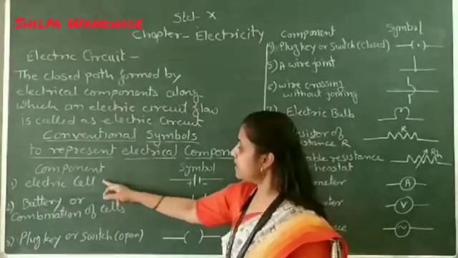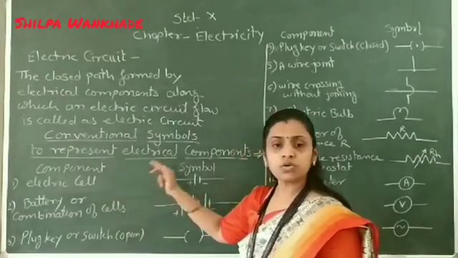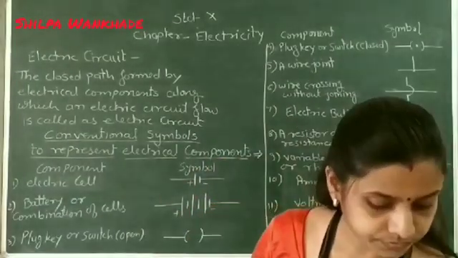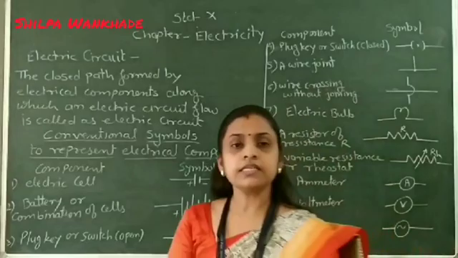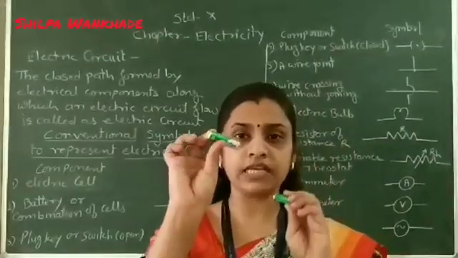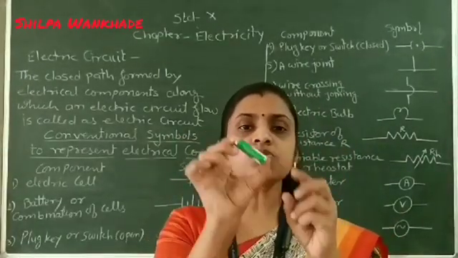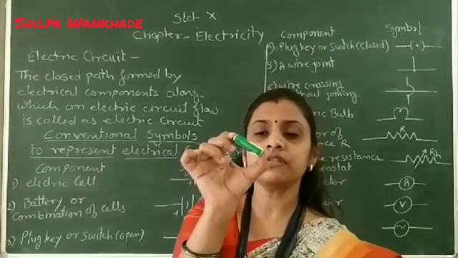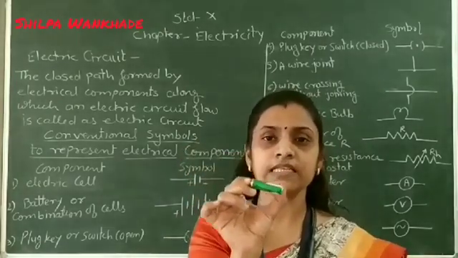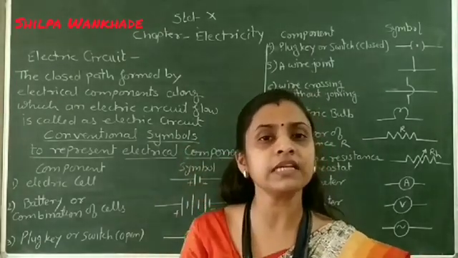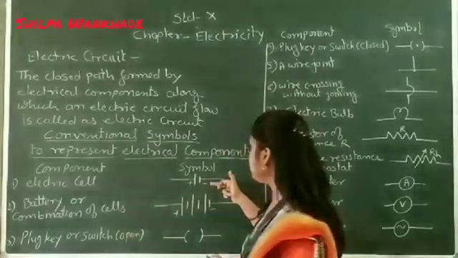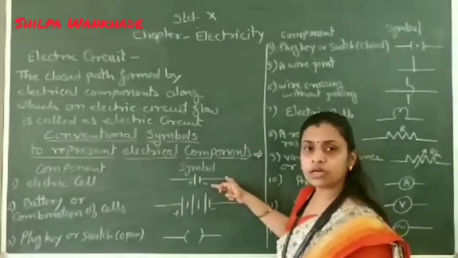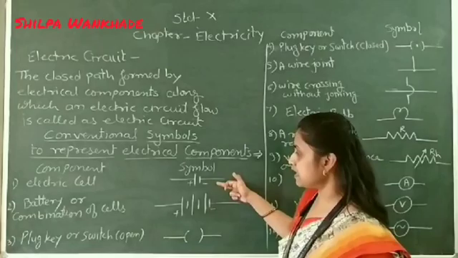So the first component is the electric cell. This is an electric cell we have seen. If this electric cell is connected in a circuit, then how is it represented in a circuit diagram? In this way. This is the symbol for an electric cell in a circuit.